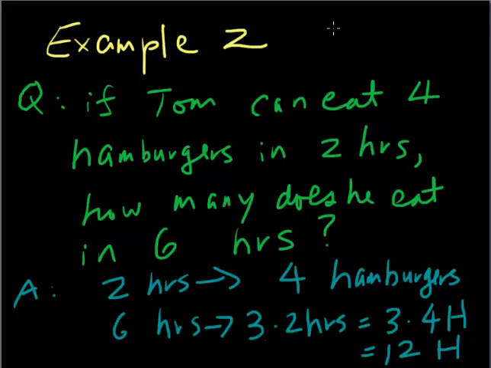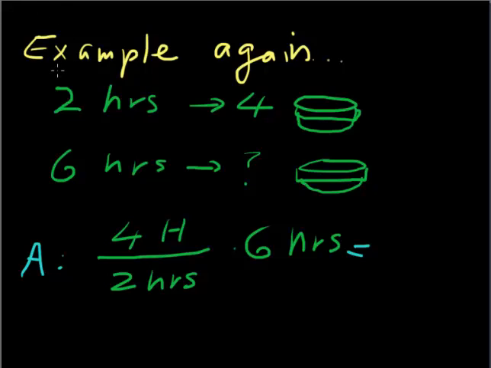Okay, so we'll do this example again. So we say in 2 hours he eats 4 hamburgers. In 6 hours, how many hamburgers? So answer, we say 4 hamburgers over 2 hours, 4 hamburgers every 2 hours. And it's 6 hours, right? So you put the 6 hours on the top.